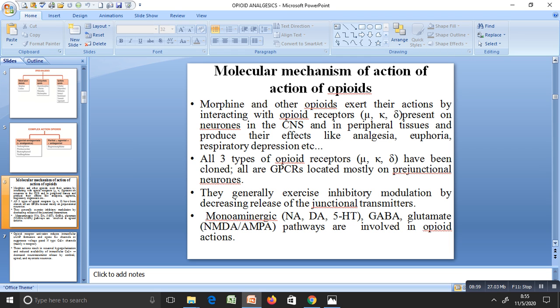It acts by interacting with the opioid receptors, that is mu, kappa, delta, which are present in the neurons in the CNS and in peripheral tissues, and produce effects like analgesia, euphoria, respiratory depression. All types of opioid receptors are G protein coupled receptors. They will be producing an inhibitory effect by decreasing the release of junctional transmitters like noradrenaline, dopamine, 5-HT, GABA, glutamate, the NMDA, AMPA pathways.